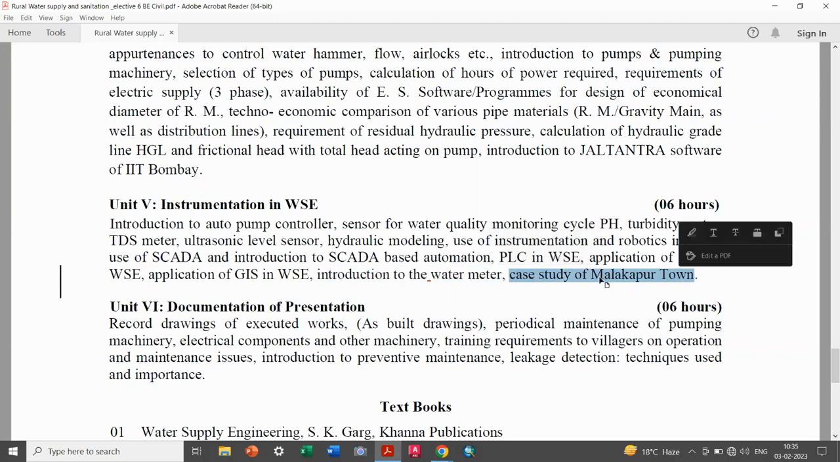So, case study of Malkapur town. I have posted some videos on this Malkapur town water supply scheme. Go through the videos. This is one of the small towns from the Satara district.